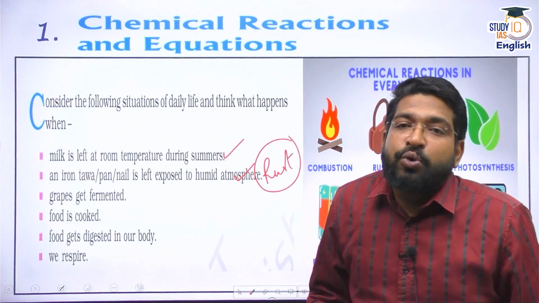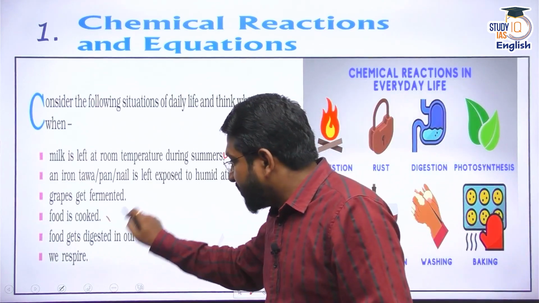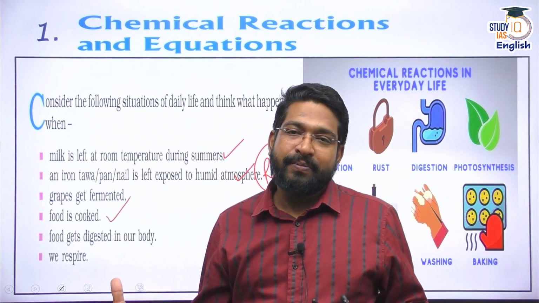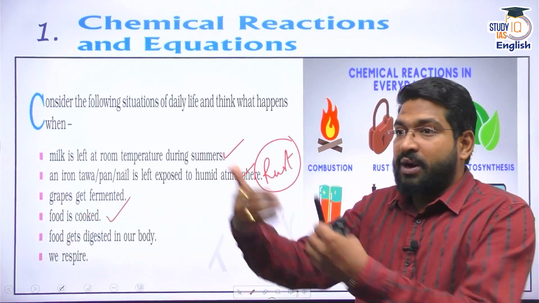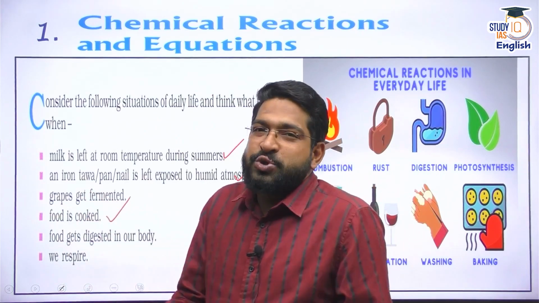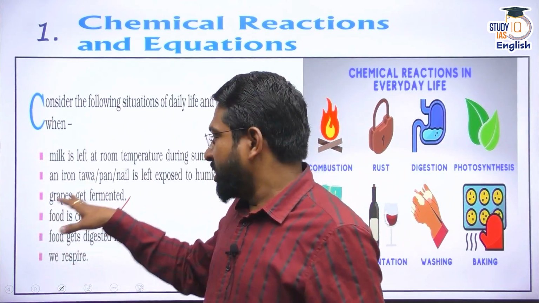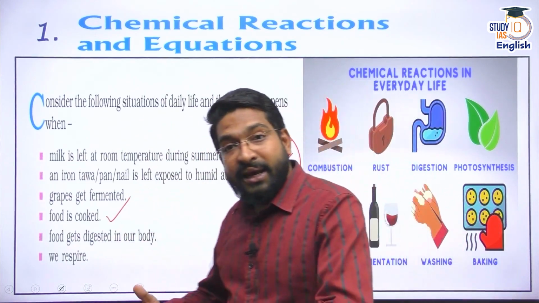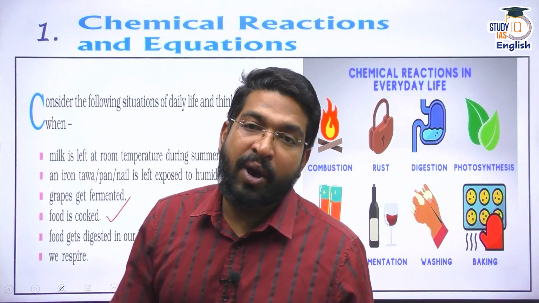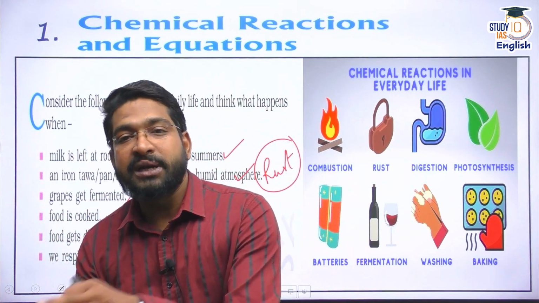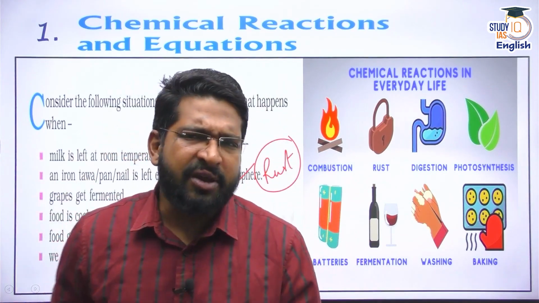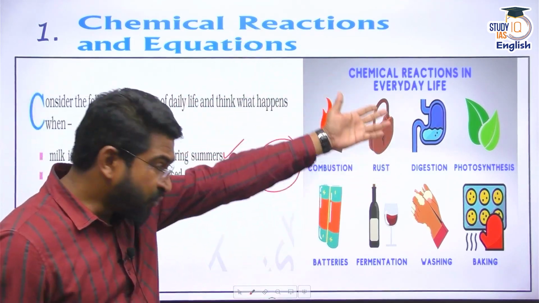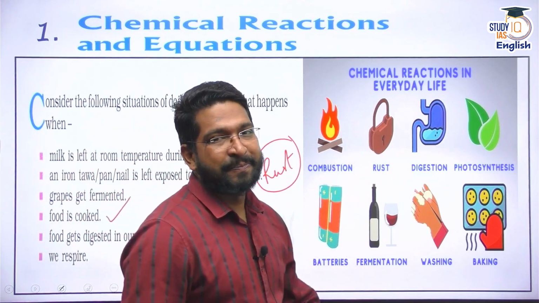The food that we cook, what happens when we cook food? We are giving it some heat and chemical changes are occurring. Grapes, they ferment. Grapes ultimately turn into wine, right? How is wine prepared? From grapes, when they are fermented, you get wine. So that is again a chemical change that is occurring. One chemical compound changing into another chemical compound, that is alcohol. So day-to-day life, we see so many chemical reactions: combustion, rusting, digestion, photosynthesis. So many examples are there, right?